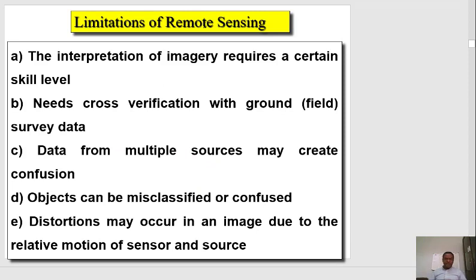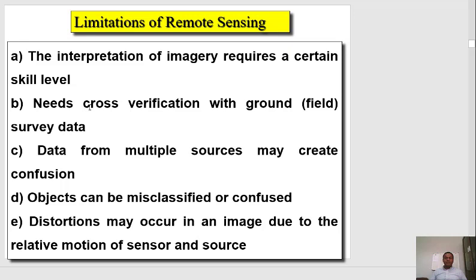One of the limitations of remote sensing is that the interpretation of satellite imagery requires a certain skill. The way you extract information differs from person to person, depending on the skill of the expert. Another issue is that remote sensing needs cross verification with ground truth data. There is a saying: remote sensing without field verification is non-sensing. That means remote sensing always requires field verification or field data.